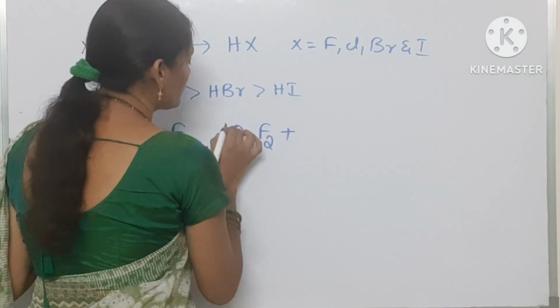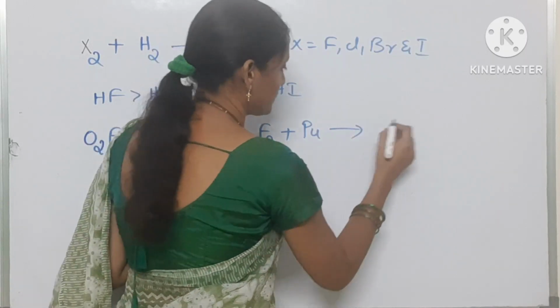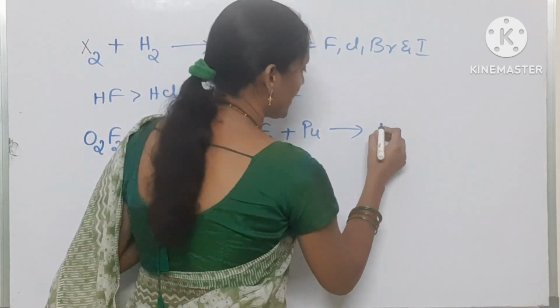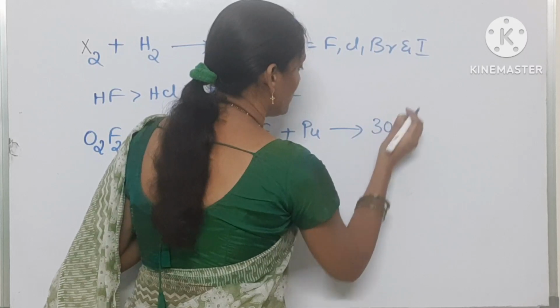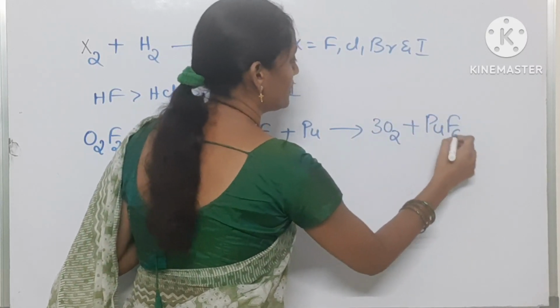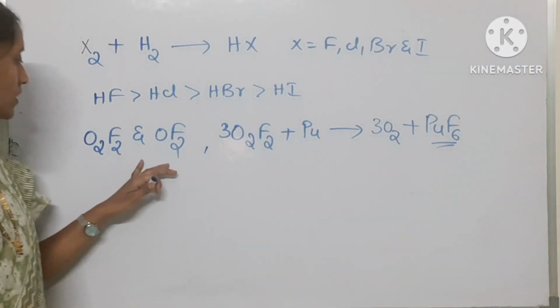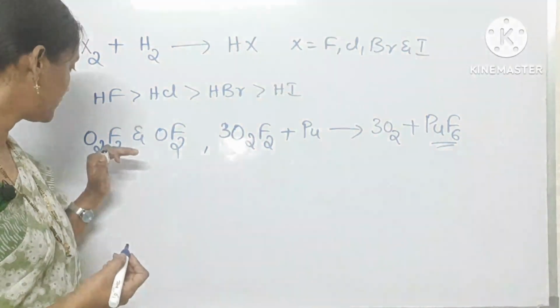And also, this O2F2 is used for separating plutonium from spent nuclear reactors, so that it is removed in the form of PuF6. This is about oxides of fluorine.